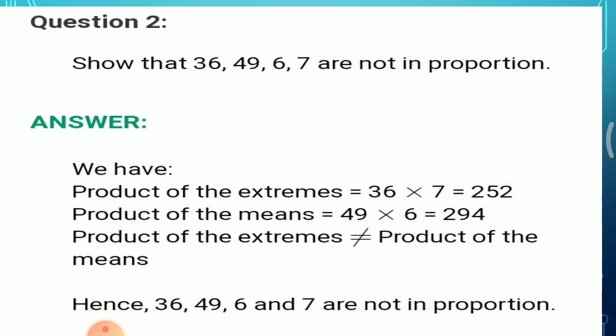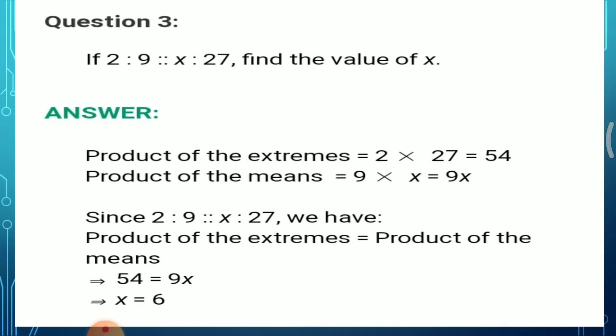Now question number 3: if 2 ratio 9 is proportion to x ratio 27, find the value of x. You do the same. The product of extremes is 2 multiplied by 27, which is 54. And the product of means is 9 multiplied by x, which is 9x. So the product of means is equal to the product of extremes, 9x is equal to 54. So x is equal to 54 divided by 9, and 9 sixes are 54, so x is equal to 6.